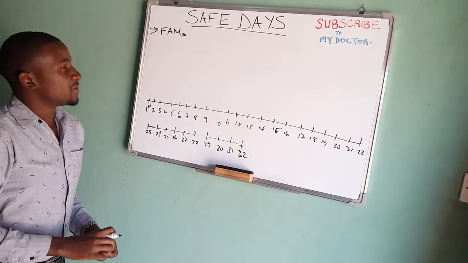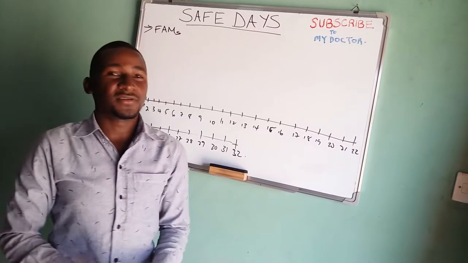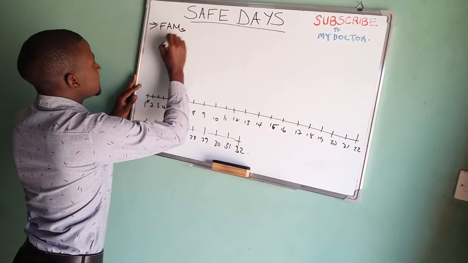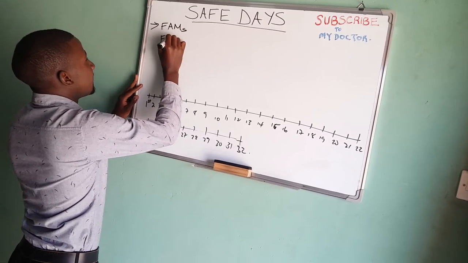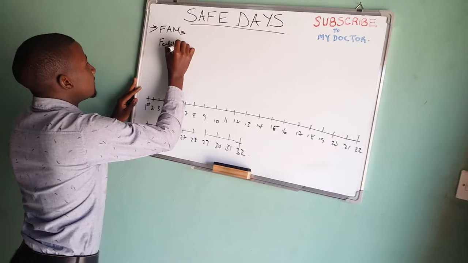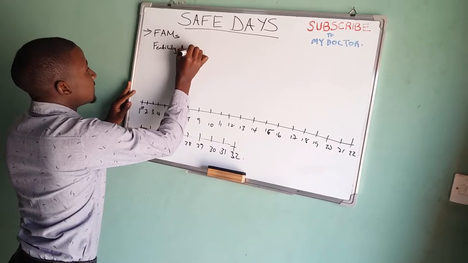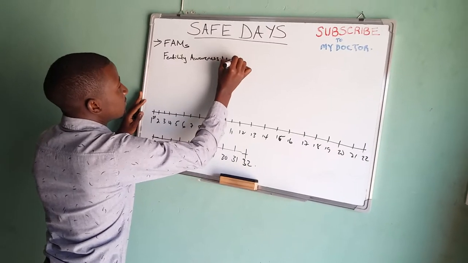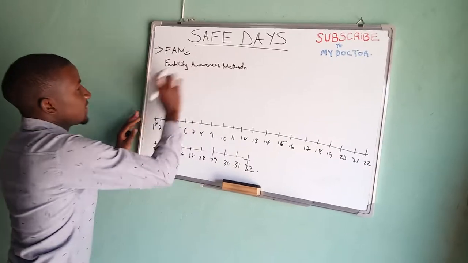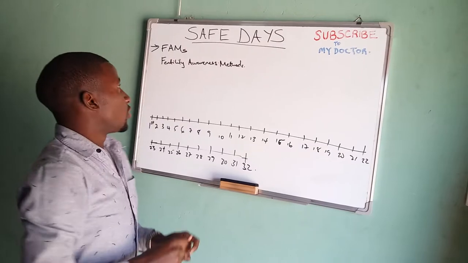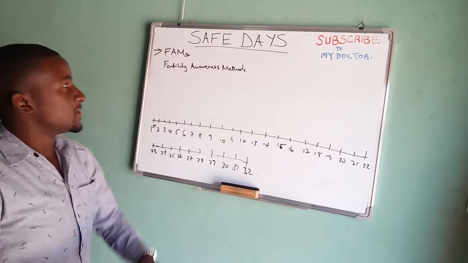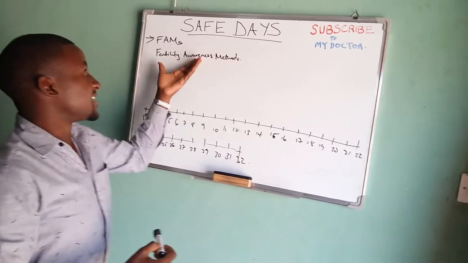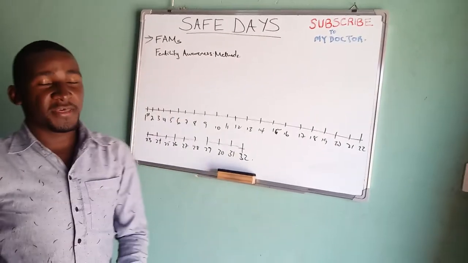And remember when we were finishing the last video, we talked about these as the methods, the fertility awareness methods. These are like the methods. It's also part of the birth control methods, and this is like one of the methods.